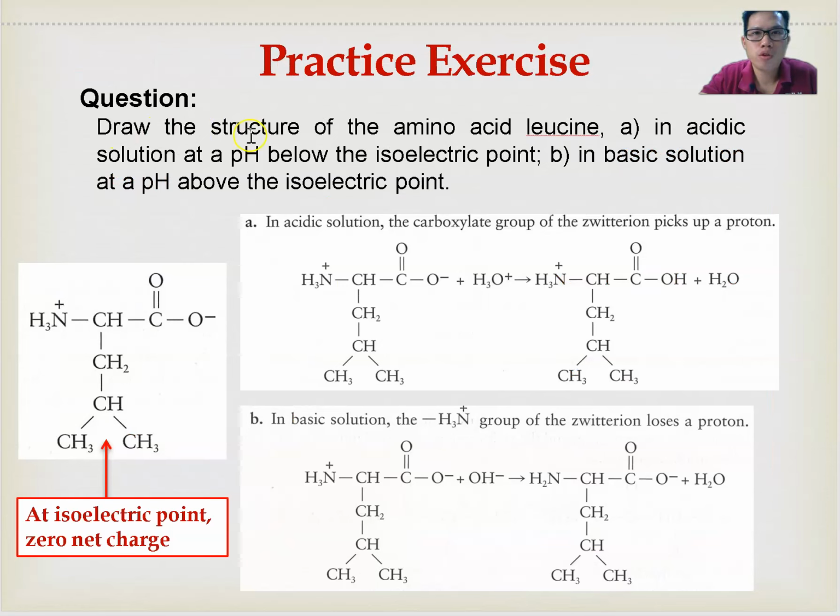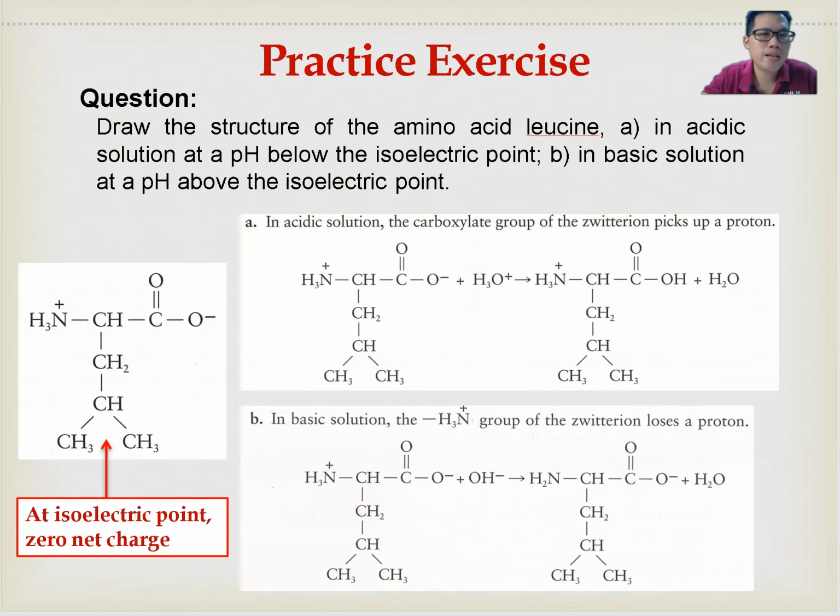This is how you draw the structure of the amino acid leucine. In acidic solutions, which have a surplus of hydrogen ions, the carboxylate will be filled up and convert to COOH. There is no effect on the amino group. Whereas in basic solutions, which are deprived of hydrogen ions, the solution will steal away hydrogen ions. It cannot steal from COO minus, so it steals from NH3 plus to become NH2. This is exactly what we mentioned earlier.